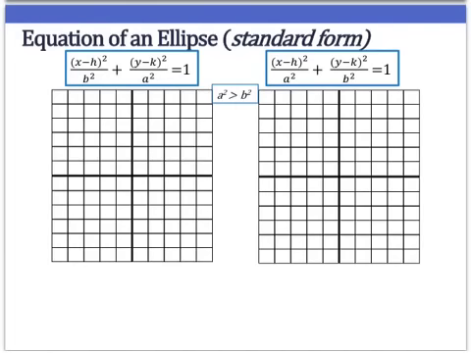Now, there are two distinct formulas for an ellipse, and they determine which direction the ellipse will face. The distinction lies in this middle box right there, with a squared larger than b squared. The variable that has the a squared underneath it means the ellipse is going to be like an oval, longer along that axis. So the equation on the right is longer along the y-axis. The equation on the left is longer along the x-axis.